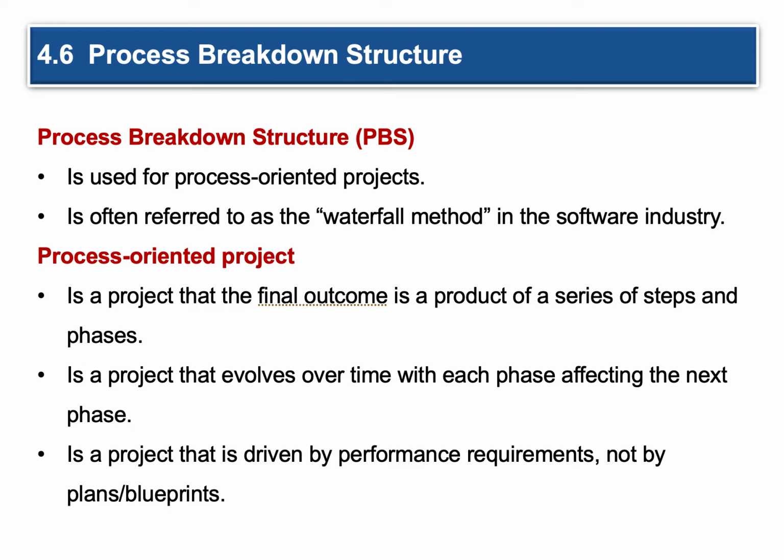This is a process-oriented project. It is a project that has a final outcome as a product of a series of steps and phases. You need to define what those steps and phases are. That's what I'm looking for in these projects. And it's a project that evolves over time with each phase affecting the next phase. So they're dependent upon one another. Think about an assembly line. What gets done first, what gets done next, what gets done in the middle, then what gets done three-quarters of the way through, and what is my final product, and what does it look like, and how much does it cost to produce? And that tells me as a manager whether or not I should invest in this project.